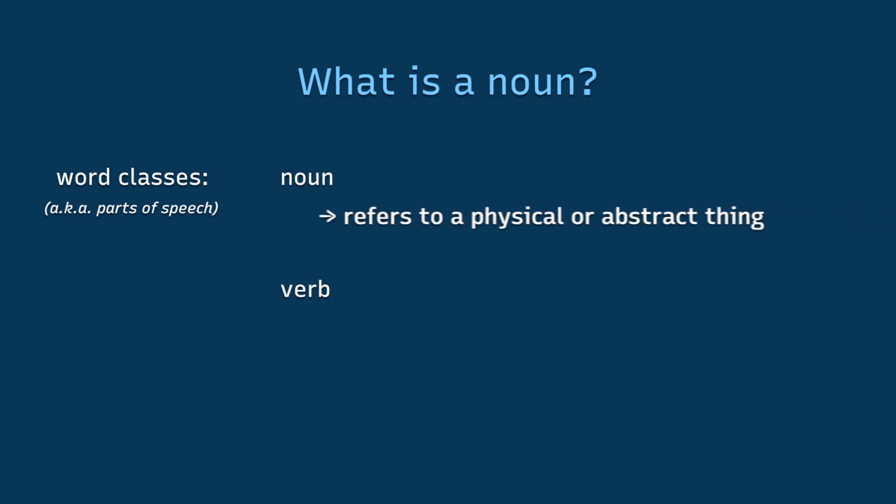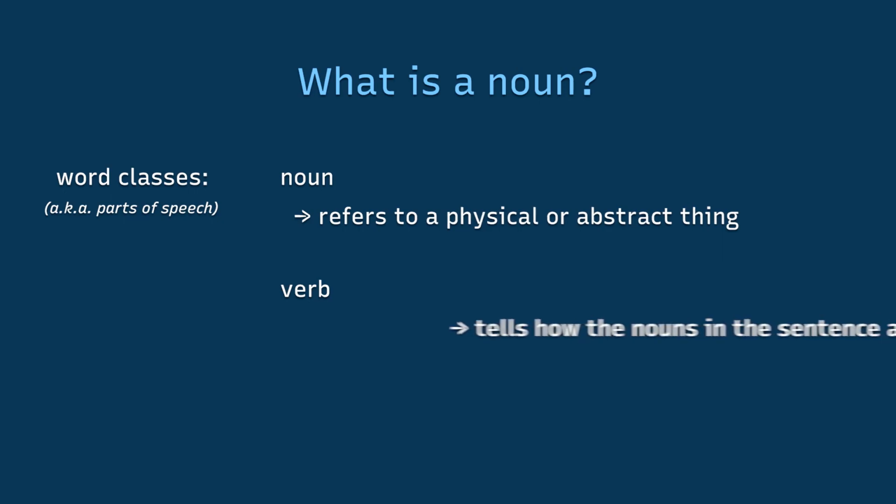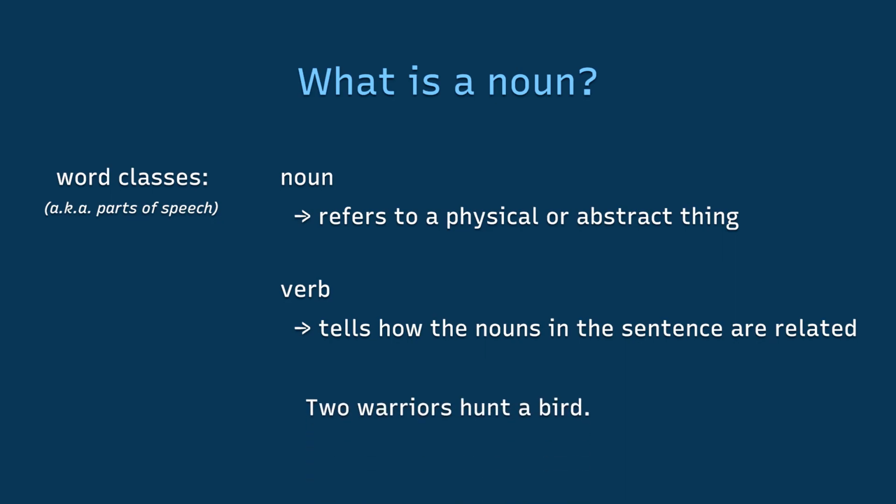A noun refers to a physical or abstract thing. A verb, on the other hand, tells you what action is going on. It tells you how the nouns in a sentence are related. For example, in the sentence, two warriors hunt a bird. The nouns are warriors and bird, and the verb is hunt.